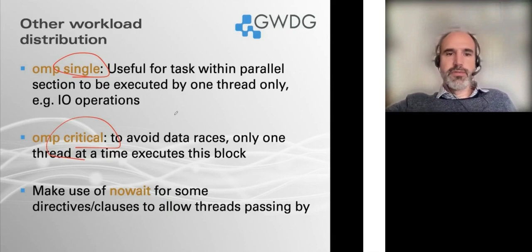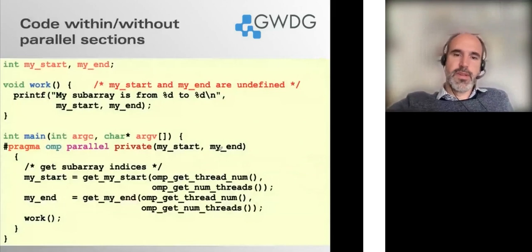And the difference between single and critical, again, is that in single, one thread is doing this job, and in critical, one after another. So it's just to avoid race conditions. One thread after another is executing the block of code after the critical statement. At some places, as I mentioned before, you can use nowait to allow other threads to pass by sections or single directives.